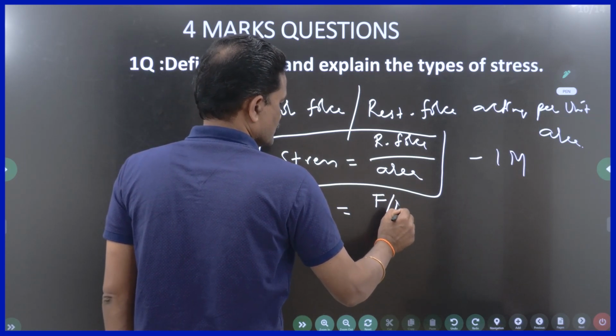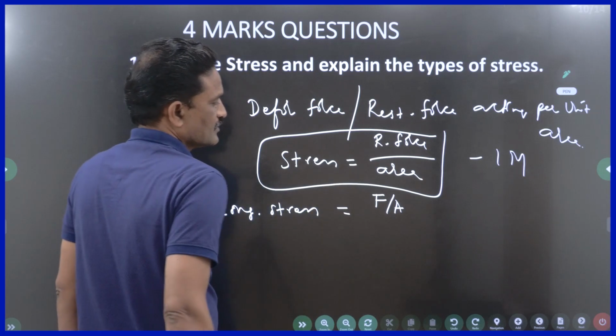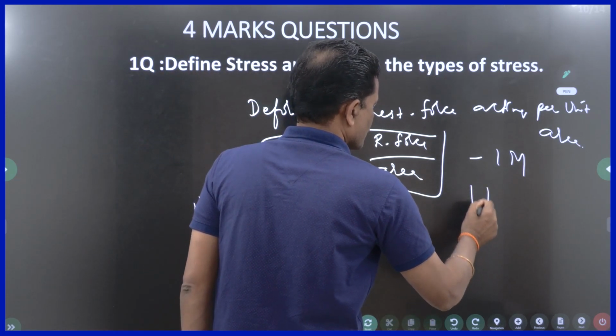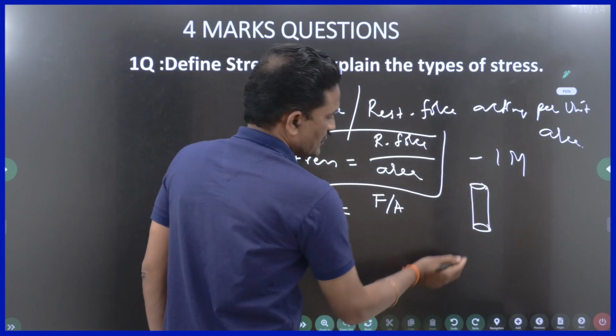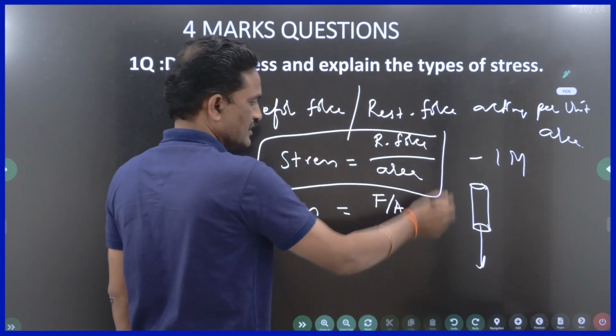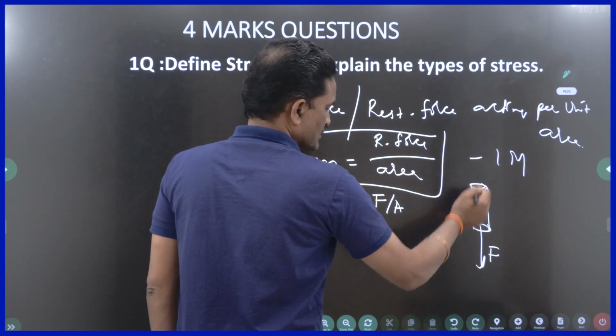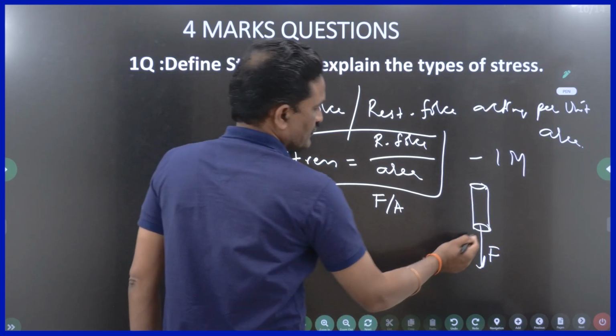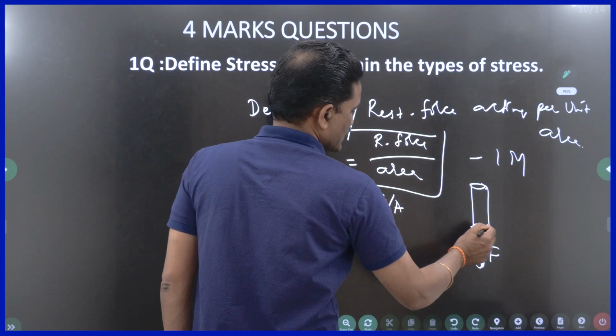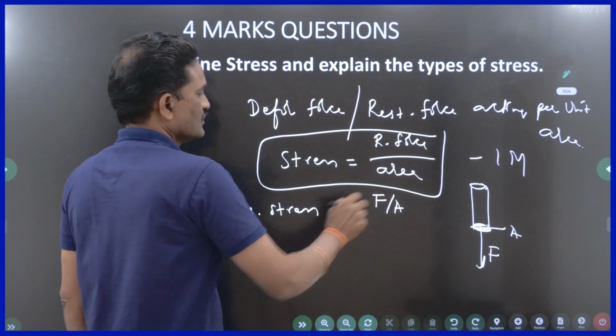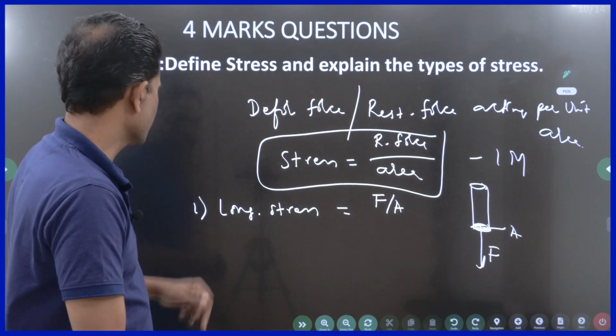Force by area. If you want, you can draw a vertical cylinder. I am applying force such that I want to increase its length. So this force is trying to increase its length, and this force is acting on this area. So this ratio is called longitudinal stress.